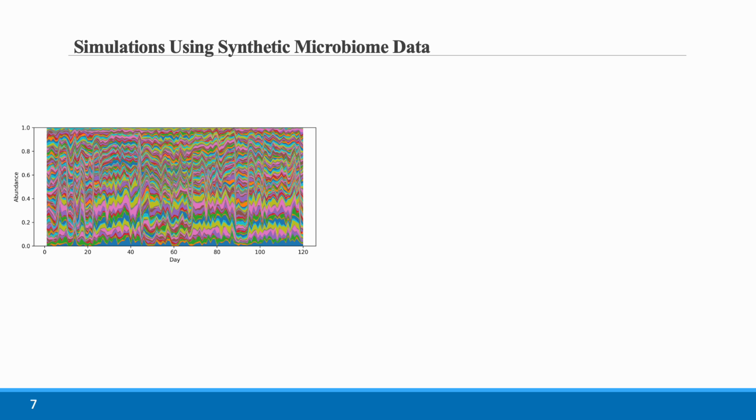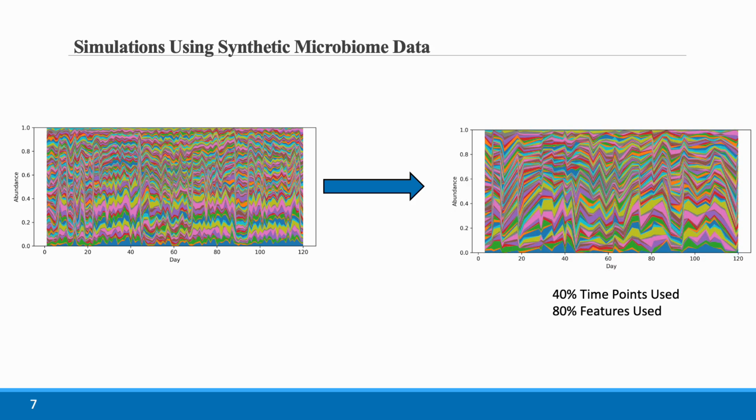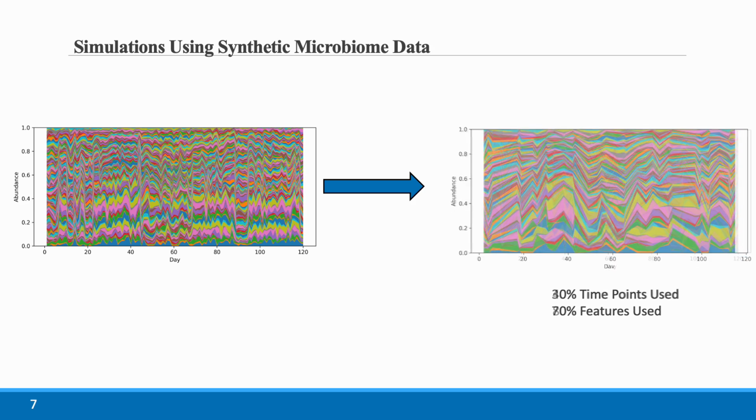However, longitudinal microbiome data never looks like this in real life. To better simulate realistic microbiome data, we add increasing levels of corruption by using only a small portion of time points and only a subset of features at each time point, masking the rest.